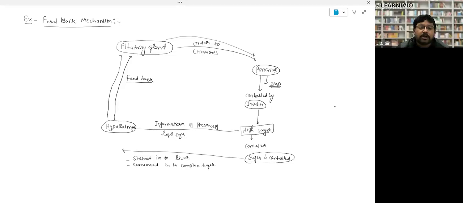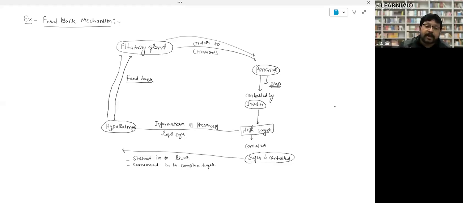The pancreas will get the order to switch on, and the pancreas will be switched on. Now the insulin secretion will start and the high sugar will be brought under control. Now what will happen every time insulin is released? The sugar comes to its level. If more insulin is secreted, the sugar will start coming down to its normal level.